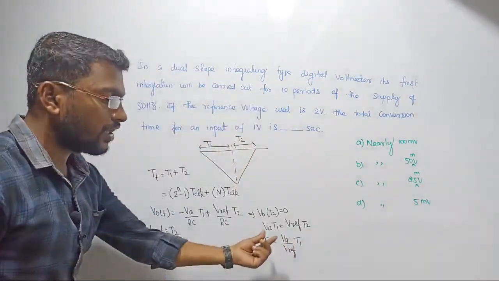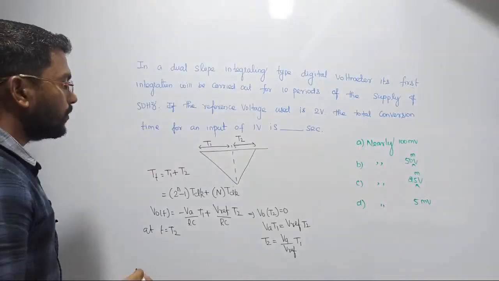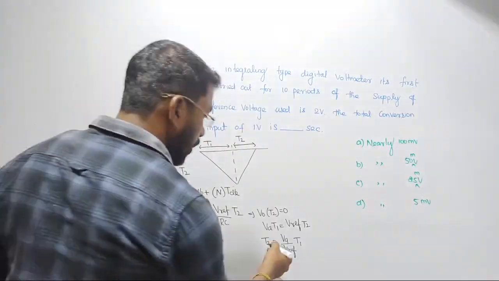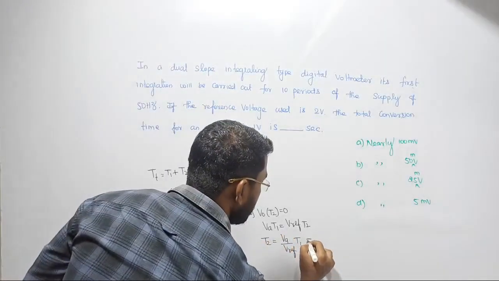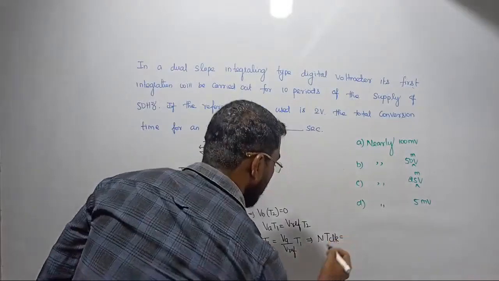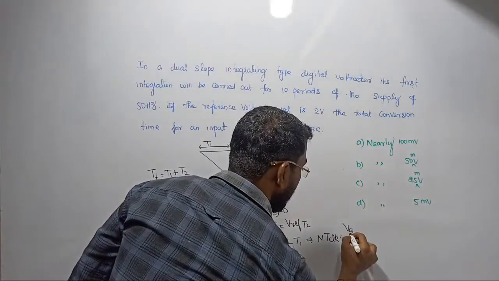This VA is known as what? Input analog voltage. I am repeating once again, that is input analog voltage, that is given, right? Fine, let us continue our operation. T2 is equal to, now from this we know the relation. The relation is T2 can be replaced by n times of T clock, of course we know, and in the opposite side we can write VA divided by V reference.